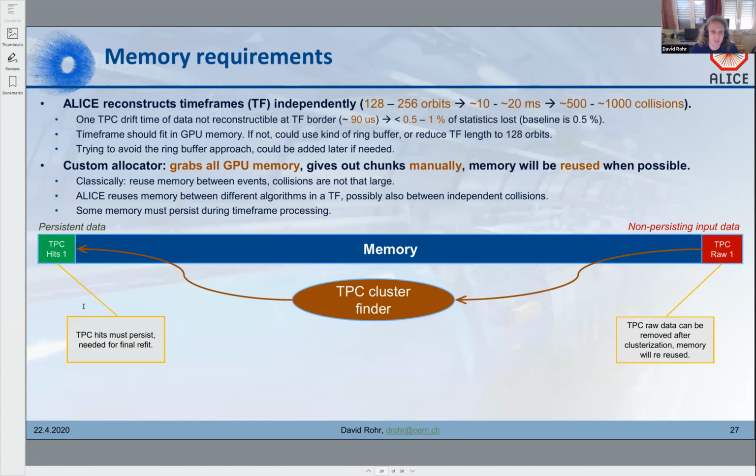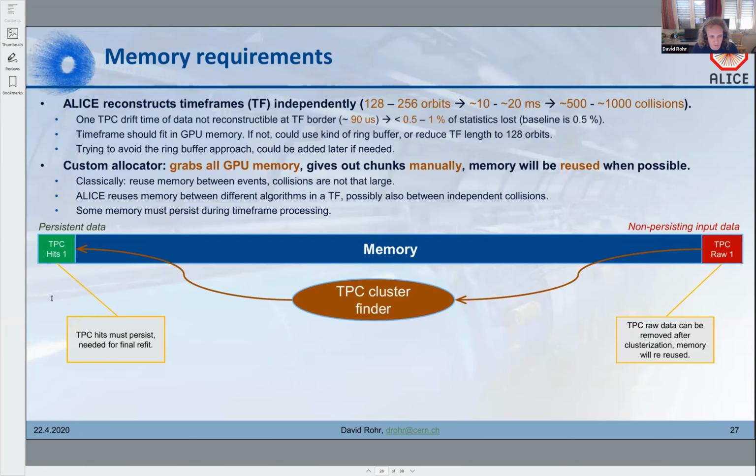Okay, then just very quickly, an important thing is that our idea is to process everything on one GPU at once. Everything means one full time frame. And the idea is to not split the time frame in sub-slices, because that would incur data transfers forth and back and treating the overlaps, which means one time frame has to fit on the GPU. So we have to make sure that basically the memory fits.